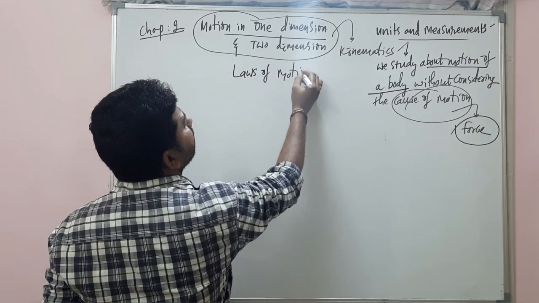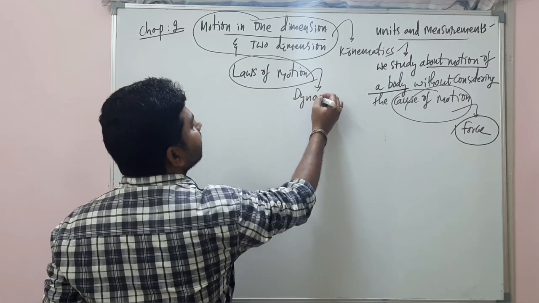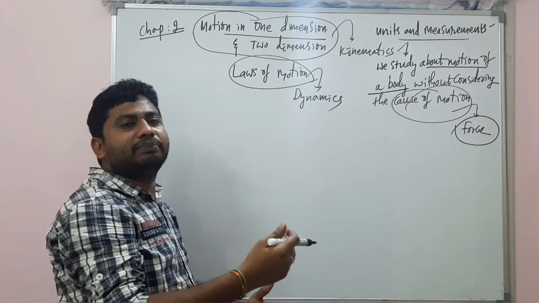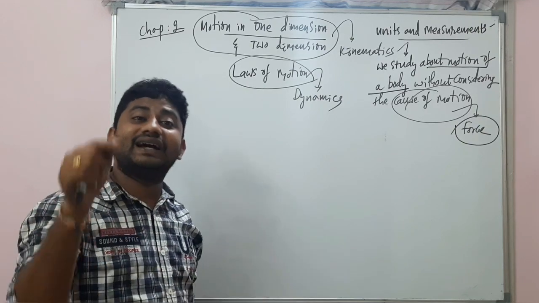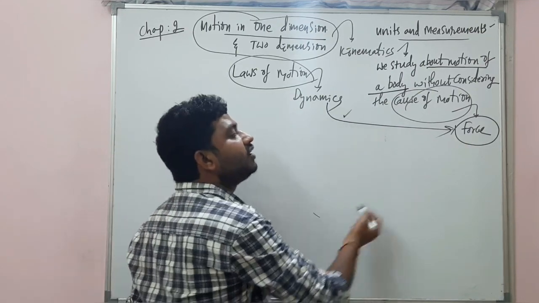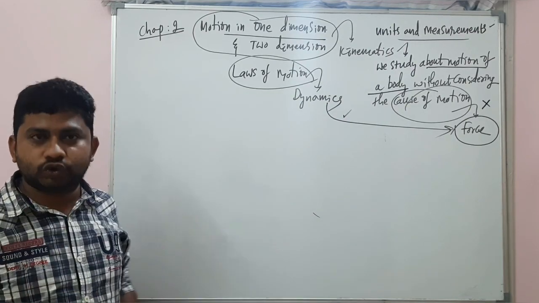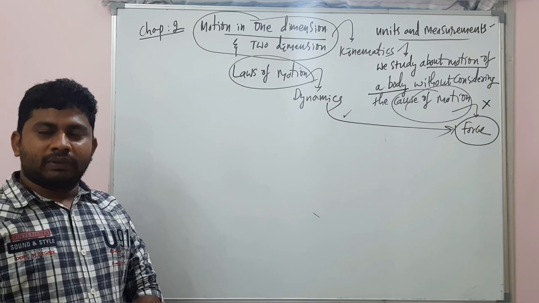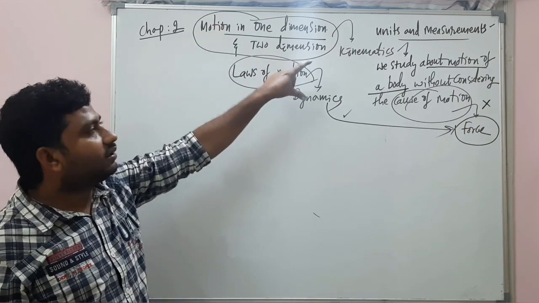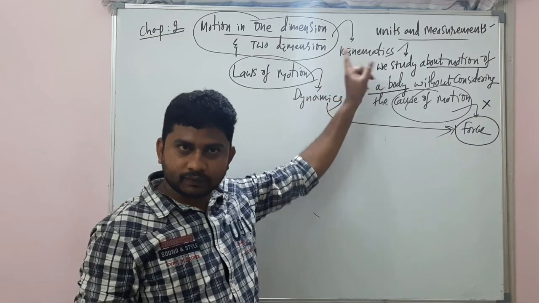After motion in one dimension and two dimensions, there will be a chapter called laws of motion. This chapter comes under the branch of physics called dynamics. What is this? Dynamics. Dynamics is the branch of physics in which we study the motion of the body by considering the cause of the motion. We'll consider the cause of motion here, and we'll not consider the cause of the motion there. But the cause of the motion is obviously a force. My dear students, I hope you understand why these two chapters are called kinematics and this chapter is called dynamics. Right? Alright.